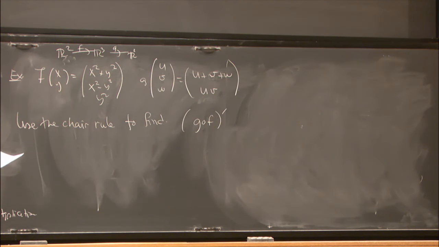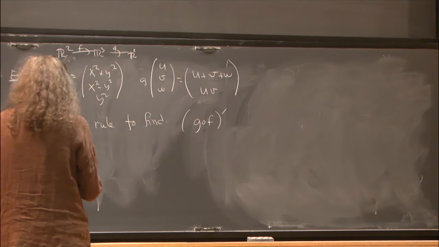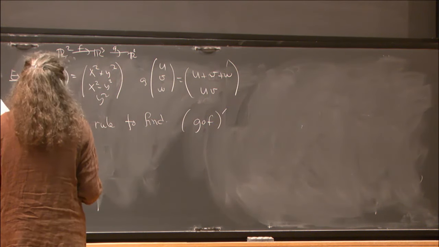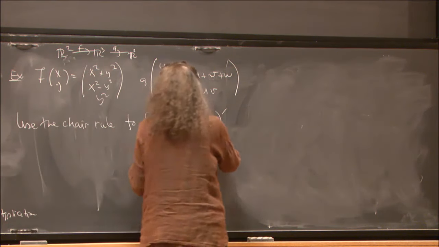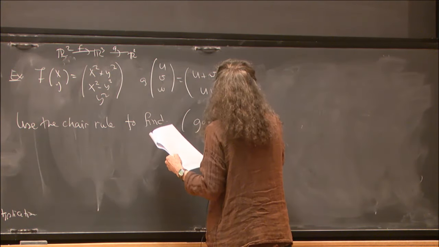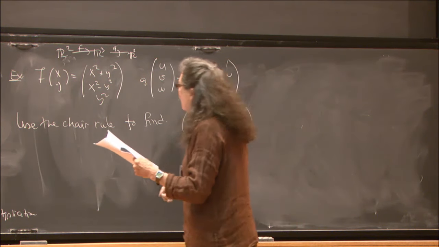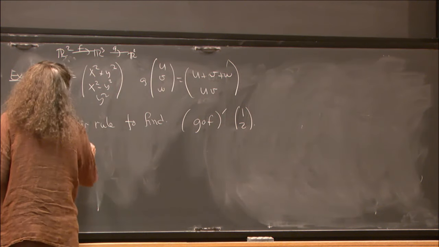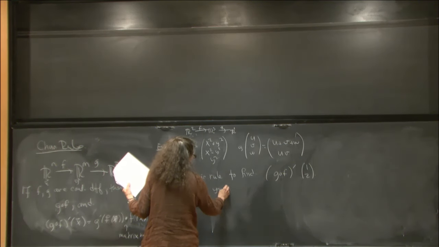Okay, so use the chain rule. What do we need? Let's find (G composed with F) prime. Now I need a point. Let's take the point (1, 2). And check your answer, but I'll let you do that as an exercise.